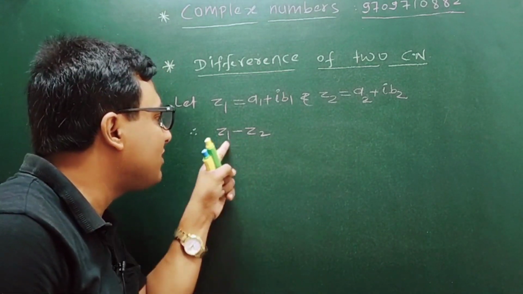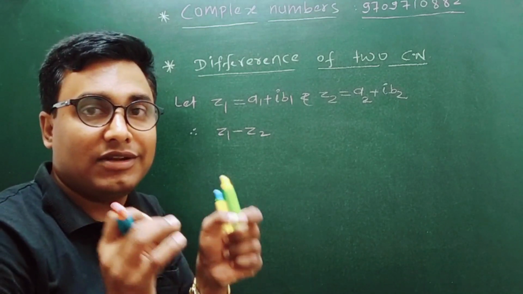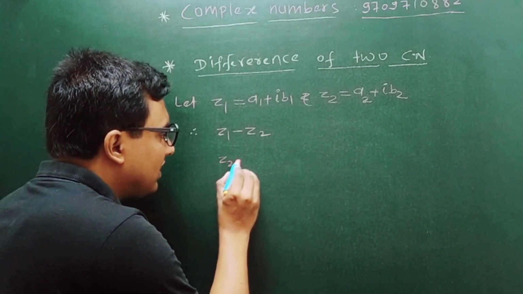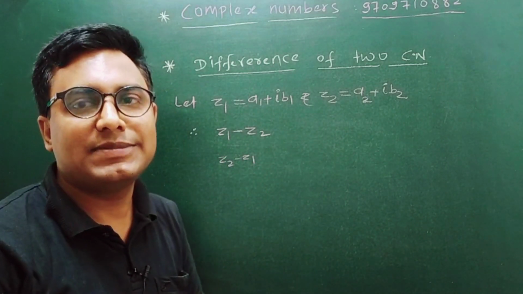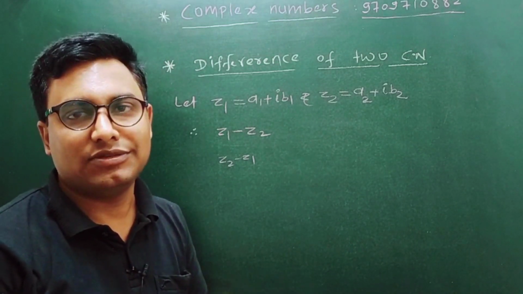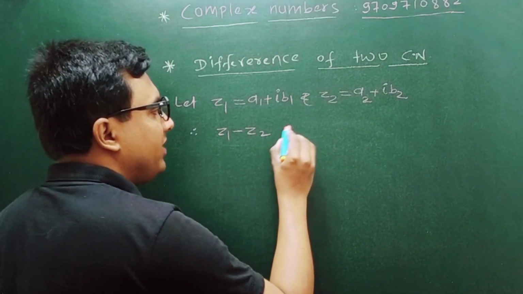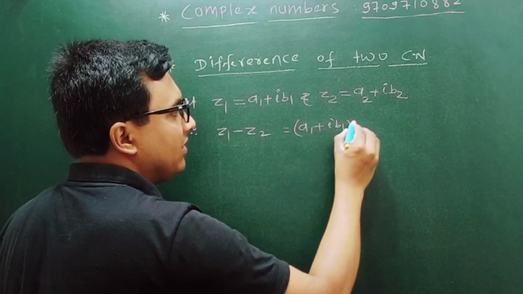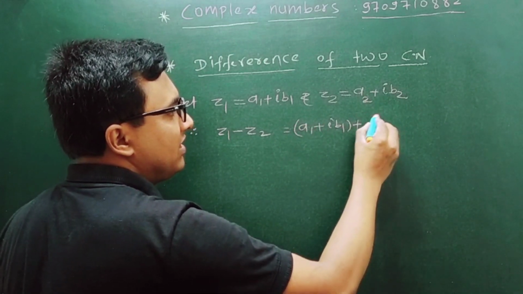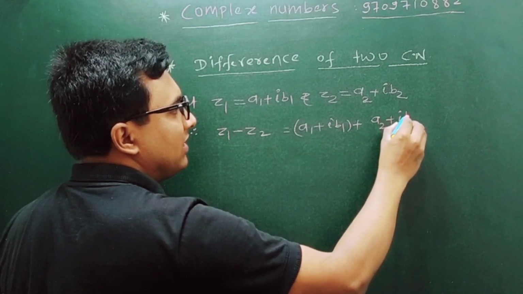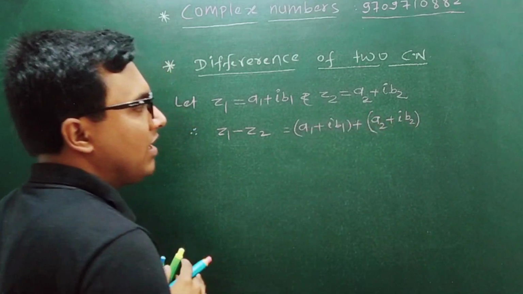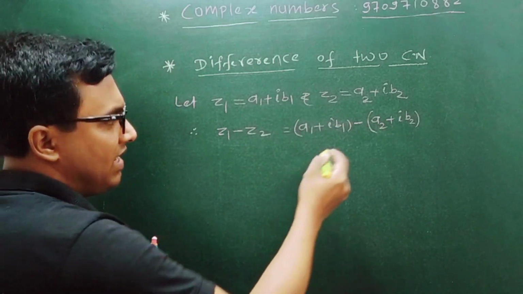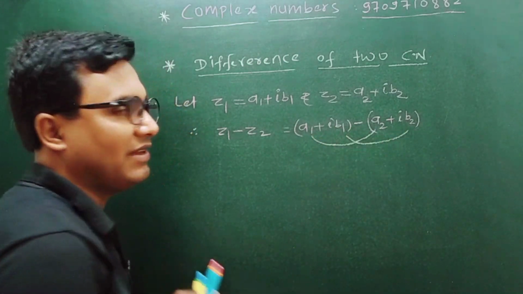What is the meaning of z1 minus z2? z1 minus z2 denotes the difference between two complex numbers. z2 minus z1 also denotes a difference between the two complex numbers z1 and z2. But in this case we write z1, a1 plus iota b1, minus a2 plus iota b2, with a minus sign because it is the difference. We clear the concept with an example.